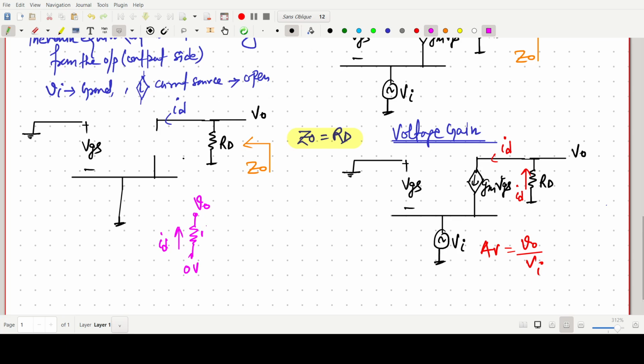and this value is RD. So ID will be, considering this the higher potential, (0 minus V naught) by RD, because the current is flowing from this side. So the value of V naught equals minus ID RD, and ID is nothing but simply gm VGS. So V naught is now known to us as a function of VGS. Now we have to find out the relationship between VGS and Vi.